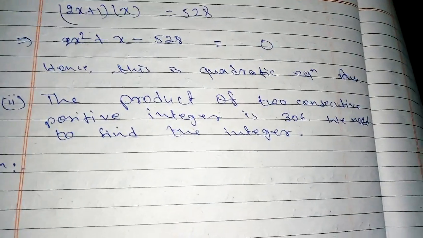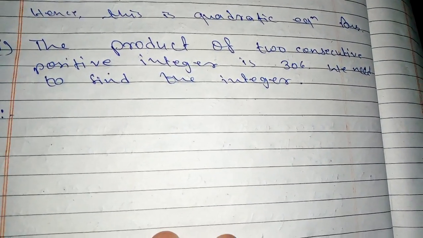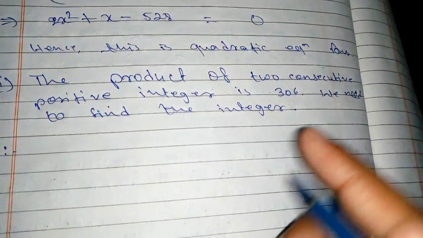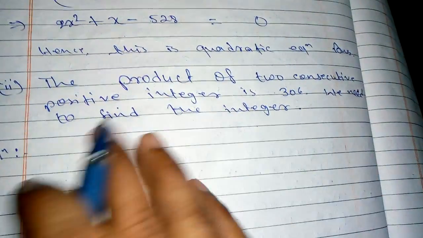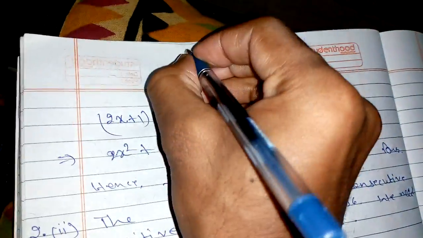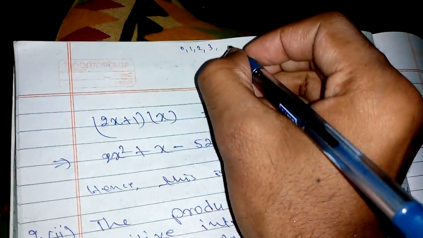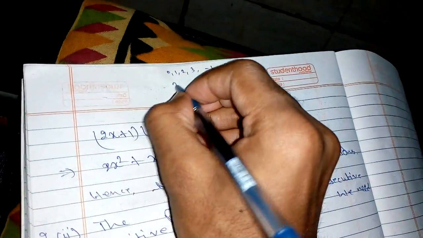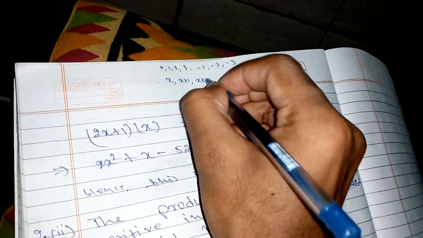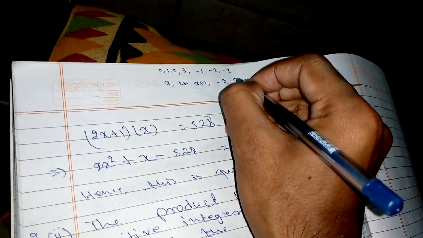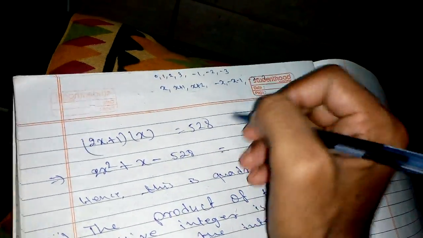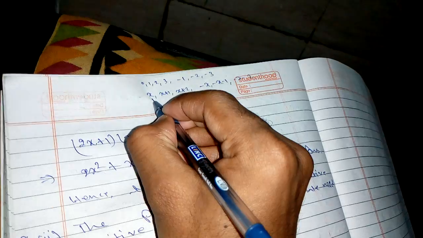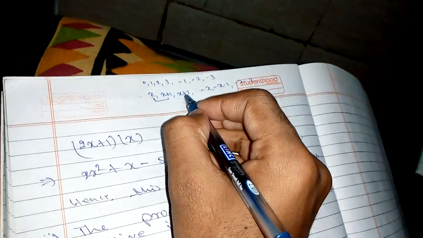Here is the second question. The product of two consecutive positive integers is 306. We need to find the integers. Integer means simply 0, 1, 2, 3 and minus 1, minus 2, minus 3, like that. In x plus 1, x plus 2, and minus x, minus 1, minus x, minus 2, like that. But we need to take two positive integers, one after another continuously, not this and not this.